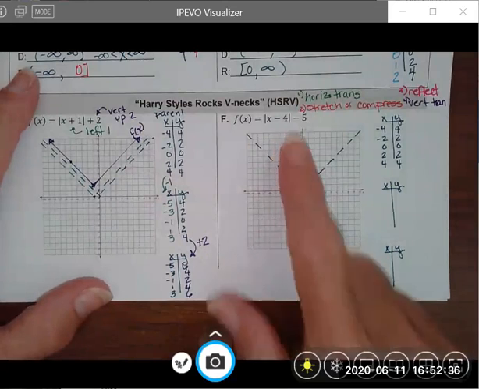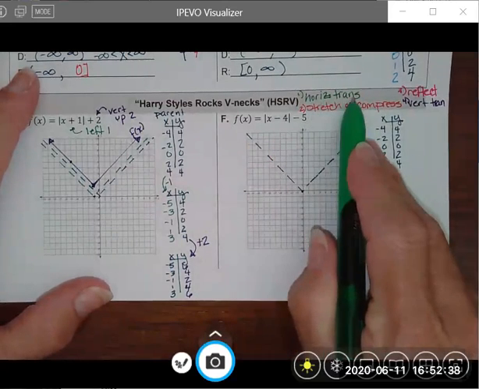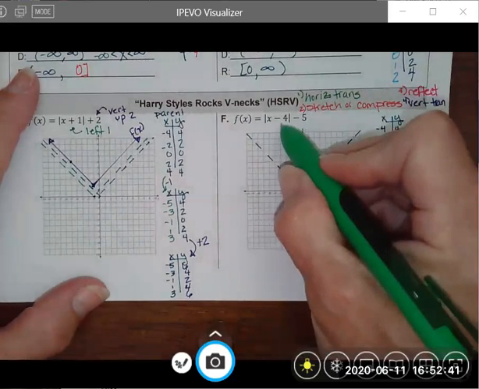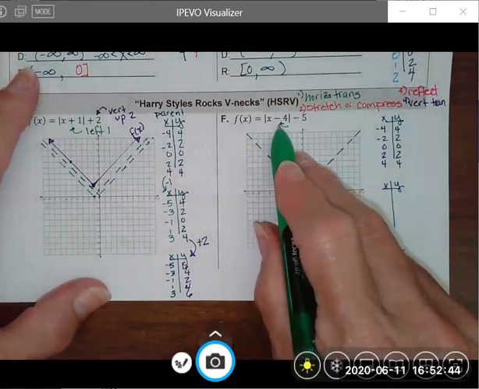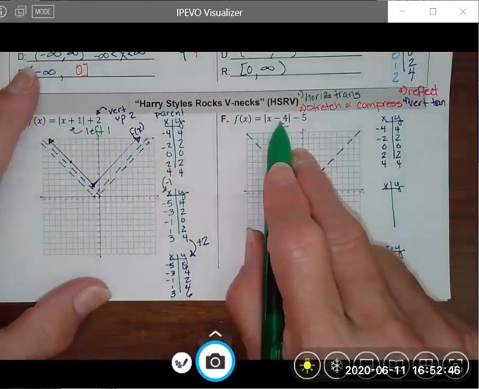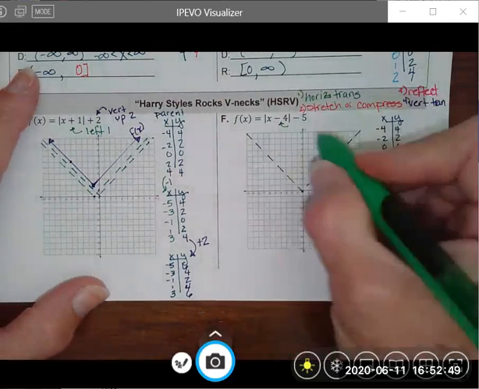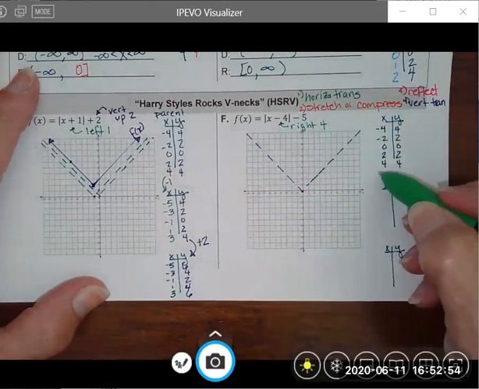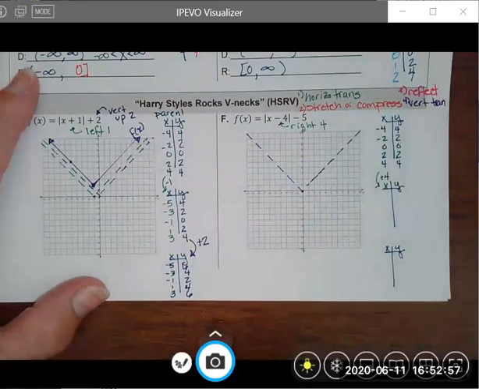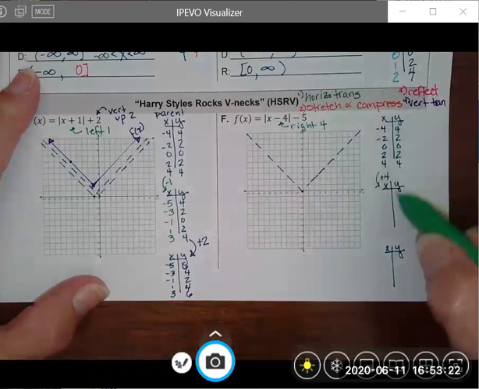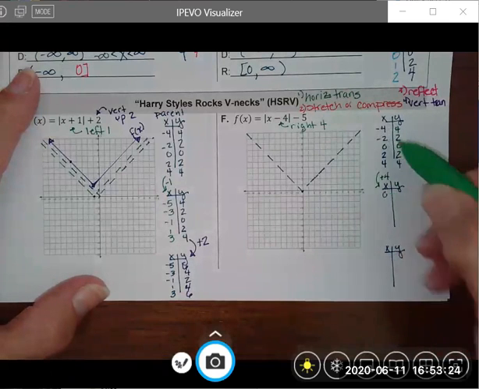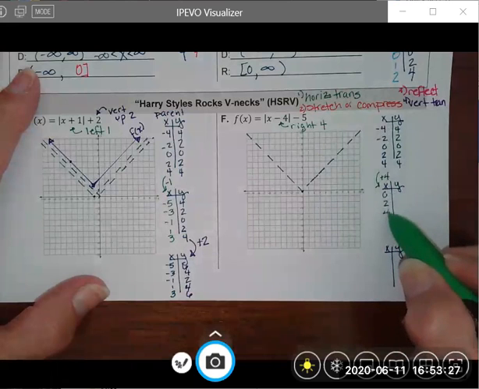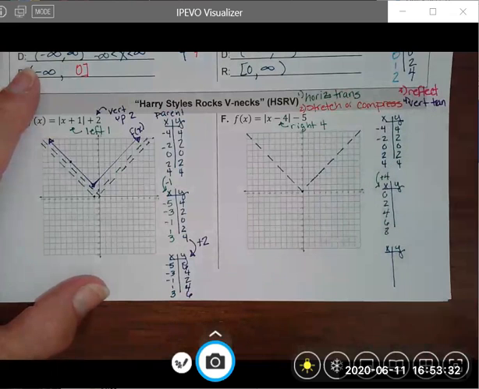In this particular case, I am again going to look for horizontal translations, and there is one. This one is subtracting 4 from the X values. Since we know insiders lie in a horizontal direction, this is going to be going to the right 4. I know that that means I'm going to add 4 to my X values. When I do that, -4 plus 4 is 0, -2 plus 4 is 2, 4, 6, 8. Is that right? Yeah, that looks right.